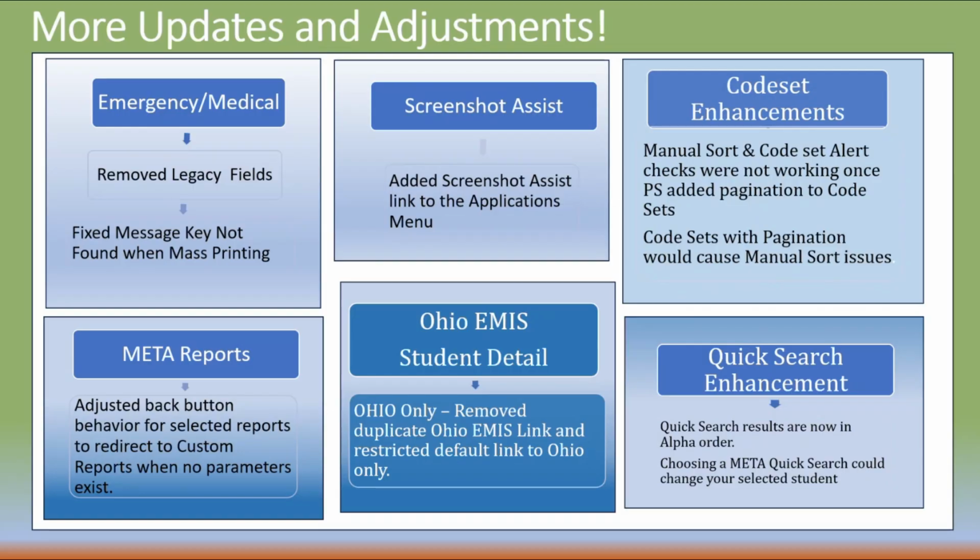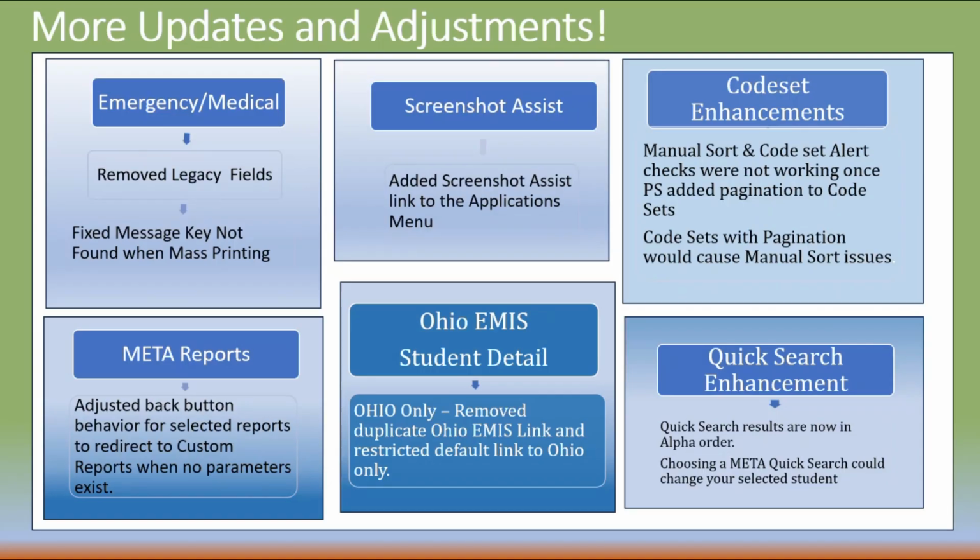Meta reports, some of these things are small. There are some very small meta reports, one called, I don't even remember the name of it now. It's just a short one. But the back button said return to parameters. That report didn't have any parameters. So I'm kind of stuck there. So Corey's adjusted it. For those reports that have been made with the report builder, if there are no parameters, the breadcrumb says return to custom reports.